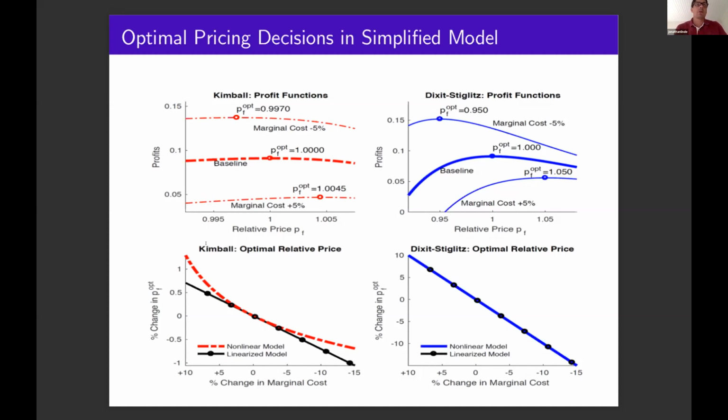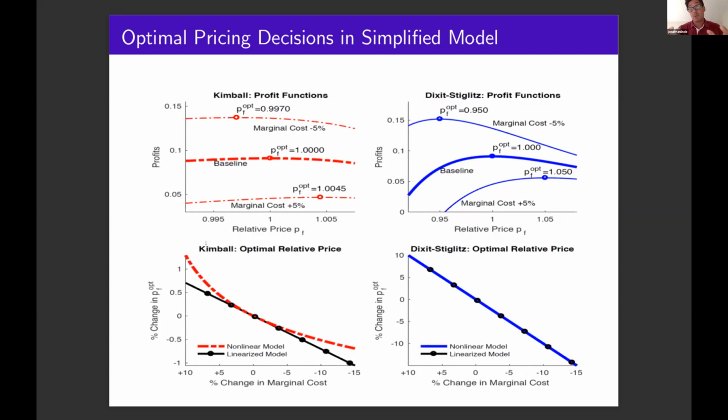Now in the Kimball world, you're going to move the markup, and you also see that for a decline in marginal cost, which is like a recession, you're going to cut the price by less than you actually increase the price if you have a positive marginal cost shock. The lower two panels show you that convexity. If you have a markup, you get a banana out of the Kimball price, where you respond more for an increase in marginal cost and you respond less than a linearized model would suggest when you have a decrease in marginal cost.